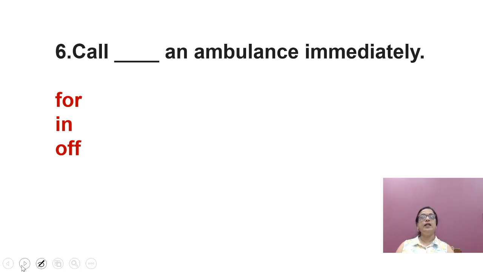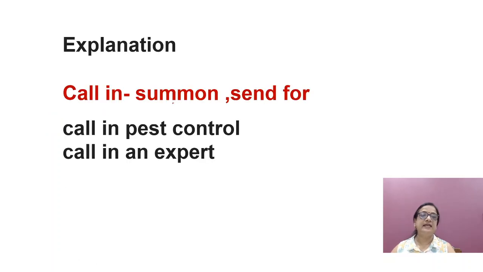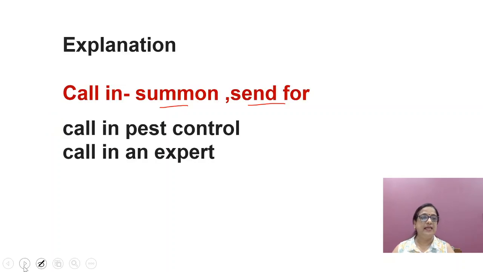Number 6. Call dash an ambulance immediately. The options are for, in, of. The answer is: call in an ambulance immediately. Call in means summon, send for. You summon an ambulance. Other examples: call in pest control means send for pest control; call in an expert, that is, send for an expert.